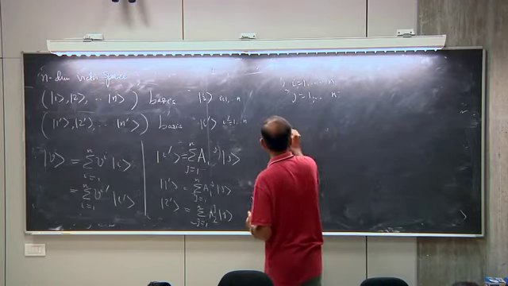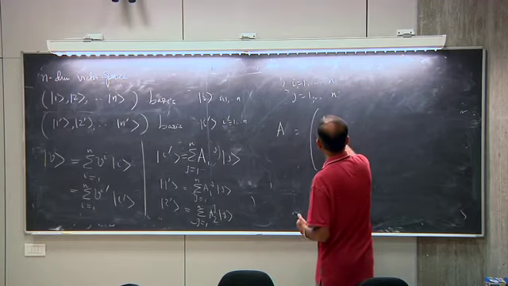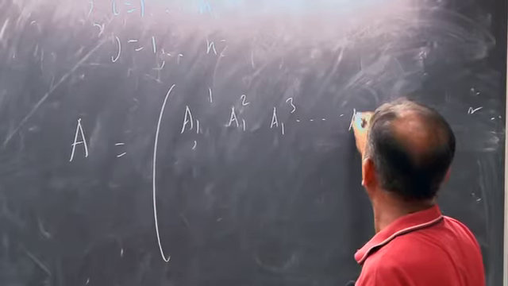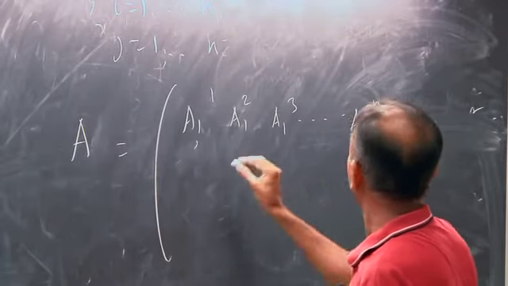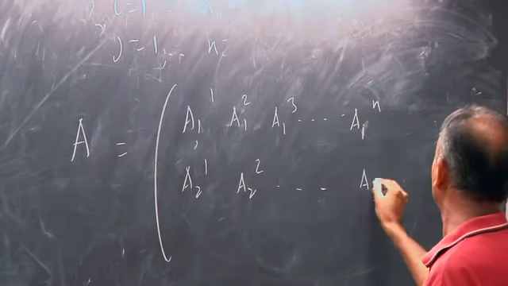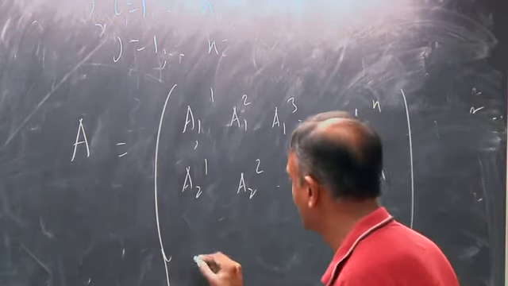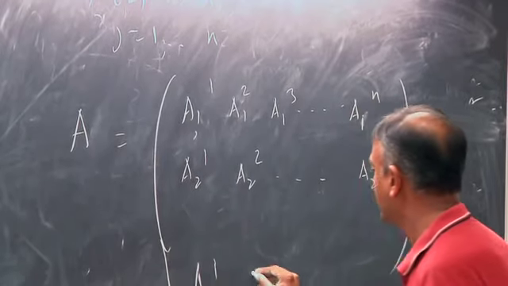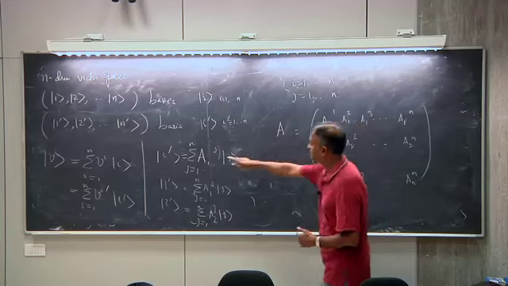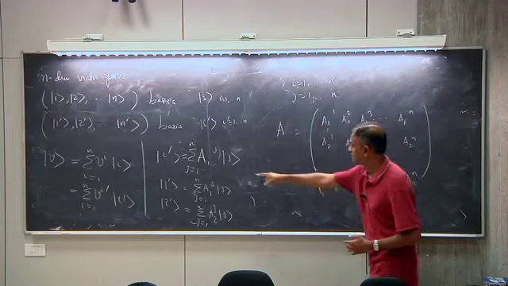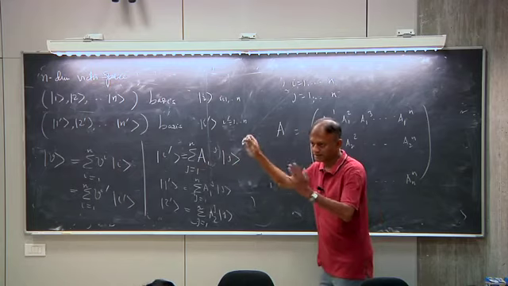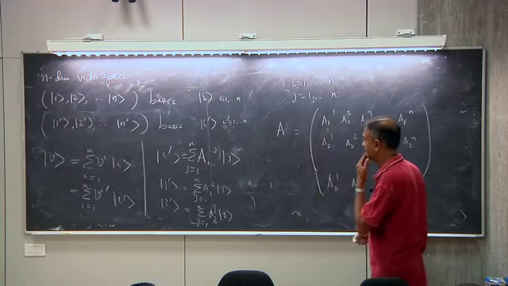So the matrix A will be denoted by A11, A12, A13, A1n, A21, A22, A2n, all the way up to AN1, AN2, ANN. So all these n squared numbers I can arrange like this. I refers to the row and J refers to the column. So there's a matrix here.